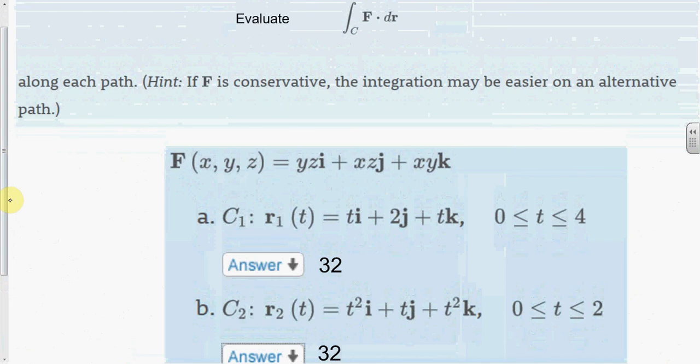You should be able to get that one. Let's move on to the next section.